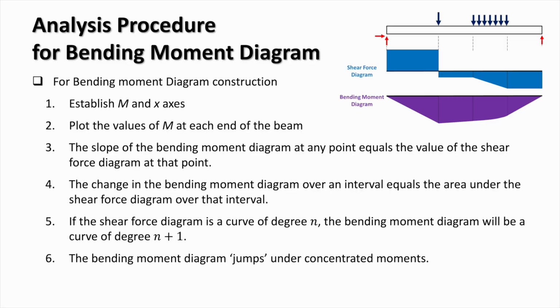We can also summarize a practical procedure for constructing bending moment diagrams. First, we establish the bending moment and beam length axes and plot the known bending moment values at key points along the beam. The behavior of the bending moment diagram can then be determined using the relationships developed earlier between shear force and bending moment. The slope of the bending moment diagram is controlled by the value of the shear force, while changes in bending moment are related to the area under the shear force diagram.